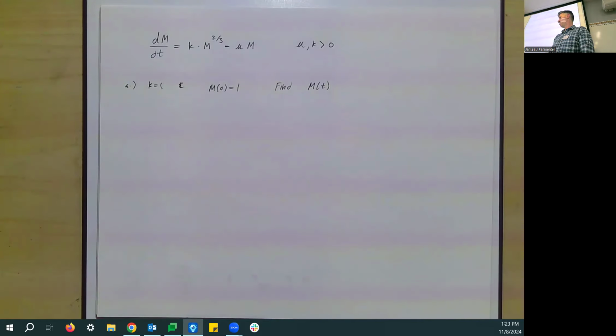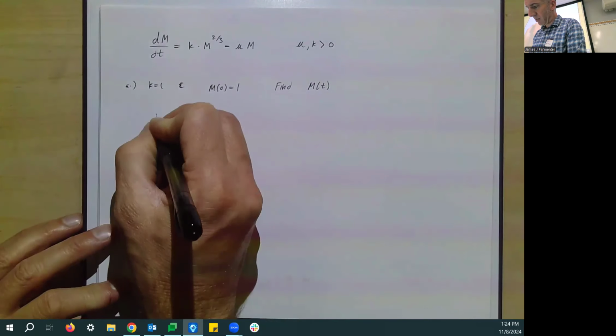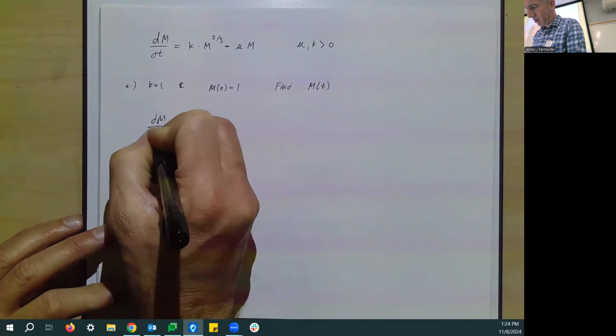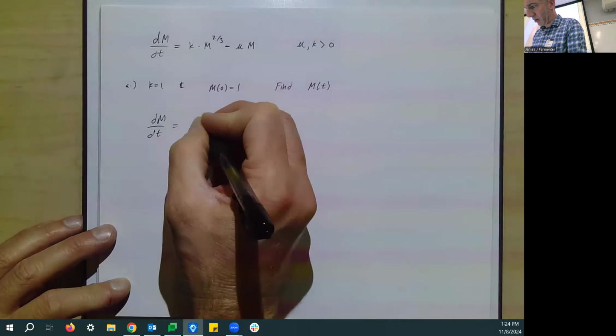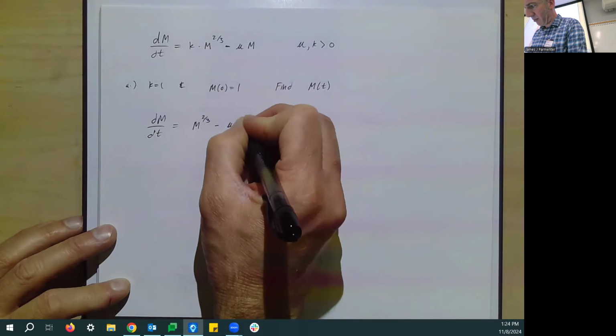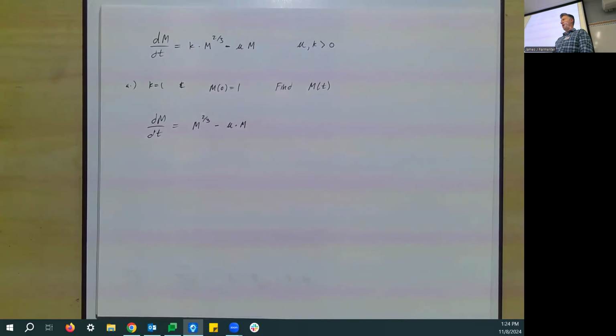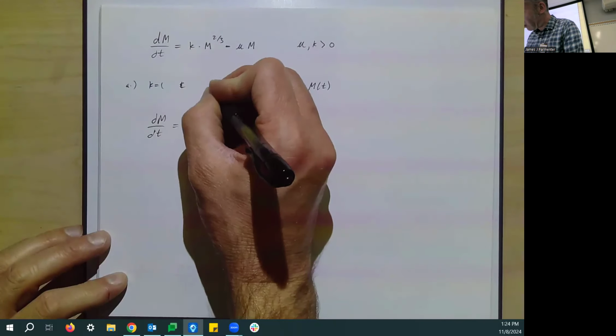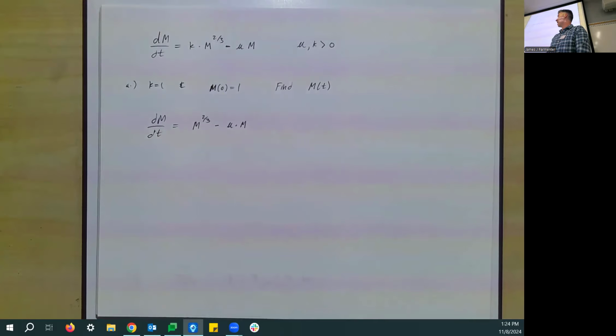Solve m as a function of t. Okay, we're given that k equals 1. So we've got dm/dt equal to m to the 2/3 minus mu times m. We don't know what mu is yet, we just know that m of 0 is equal to 1. I do not love the choices of m and mu here, sorry. We don't know what mu is at all. That's fine.